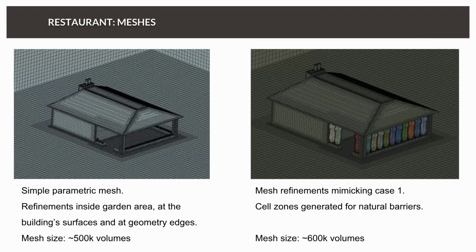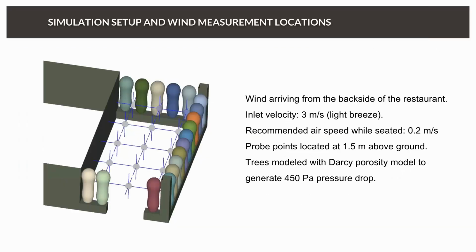Yes, so this is the geometry, and first of all we created the simple parametric mesh. And here you can see again we added some refinement at the building surface area as well as to the edges, and then we created a second mesh where we additionally added dummy models for the trees, and these trees themselves were grouped as cells into porous zones so that we can really consider that they are not walls but trees.